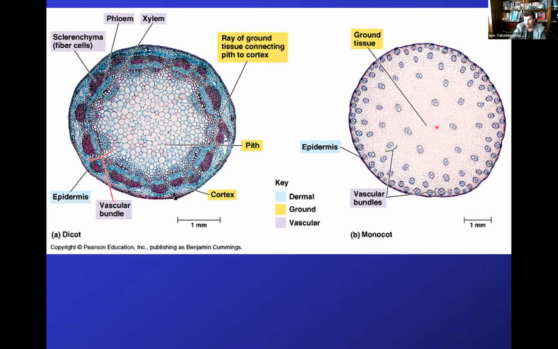And the ground tissue, also known as a pith, right here. Here you have a pith, which is inside, and the outside is known as cortex. Essentially, you don't have a cortex in the monocot. All right, continue with the stems.